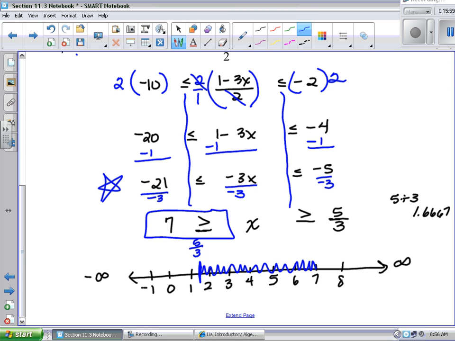At 7, we're going to use a square bracket. It can be equal to. At 5/3, oops, if I look at the inequality sign there, I'm using a square bracket. It can be equal to. So my answer as an interval, I have a square bracket at 5/3, comma, at 7, I have a square bracket as well. And that concludes our section on solving inequalities.